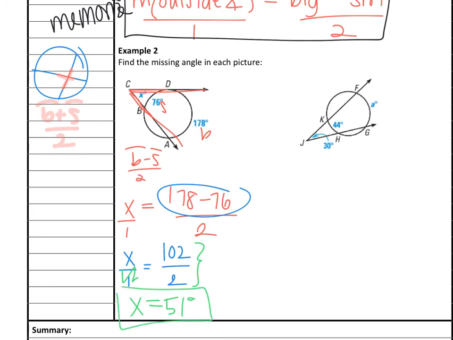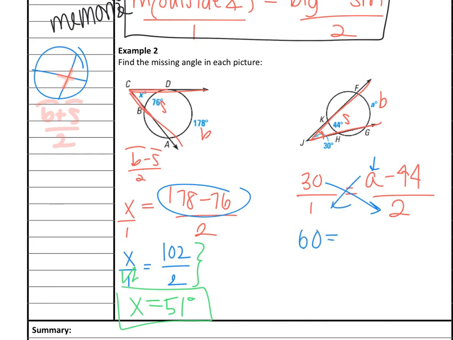Okay, same idea as the other one. We just have to subtract the arcs this time. Here we've got 2 secants making an angle of 30 degrees. So we've got 30 over 1 equals big arc minus small arc. A minus 44, cut in half. Now in this case, because A is over here, we've got to cross multiply. So we have 60 equals A minus 44. Add the 44 on both sides, so we have A equals 104.